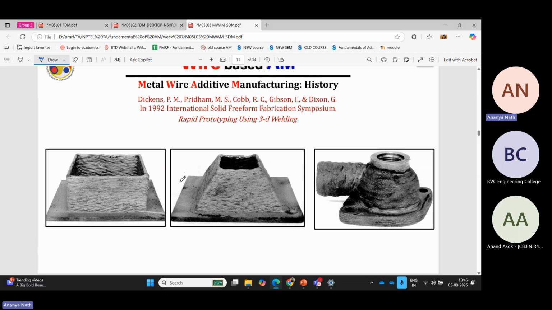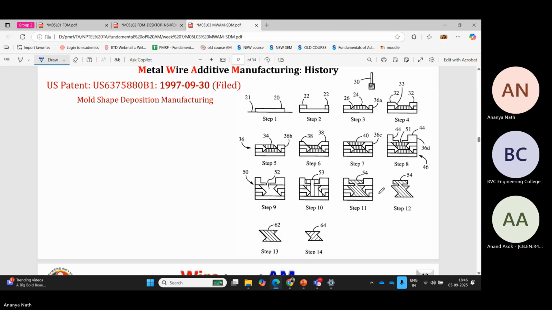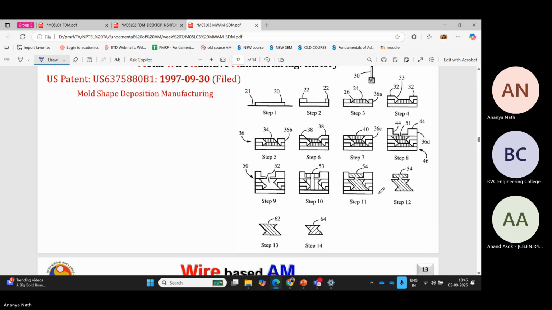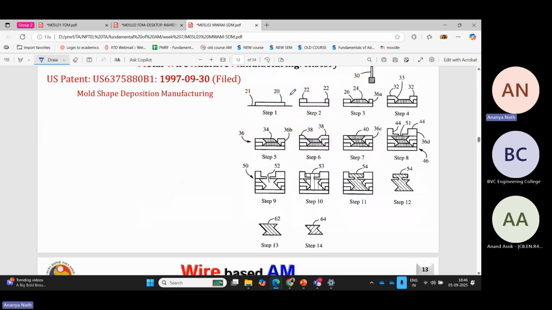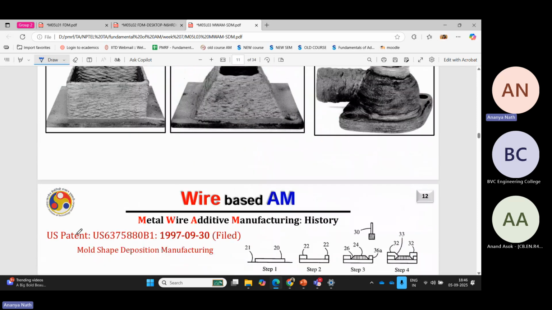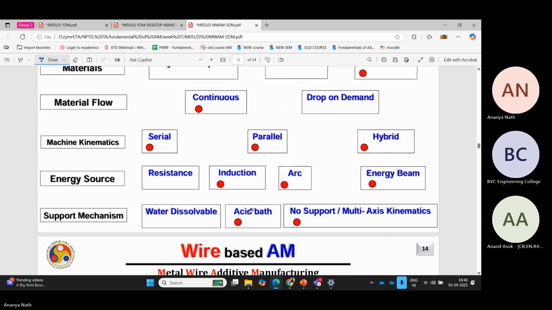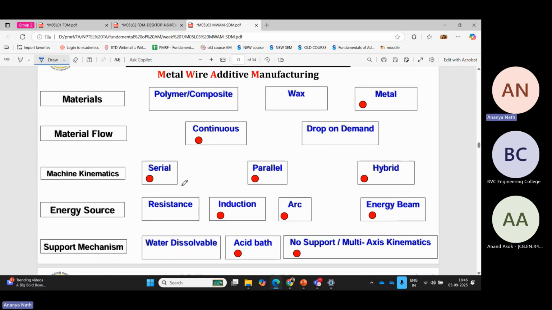These are a few parts printed previously using the metal wire additive manufacturing process. You can go through the video, you will get to know what these parts and these patents are about. Then comes our metal continuous process.